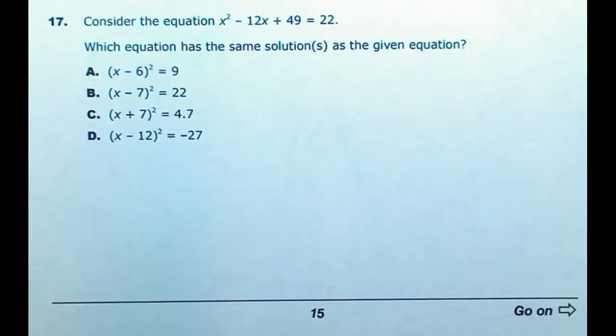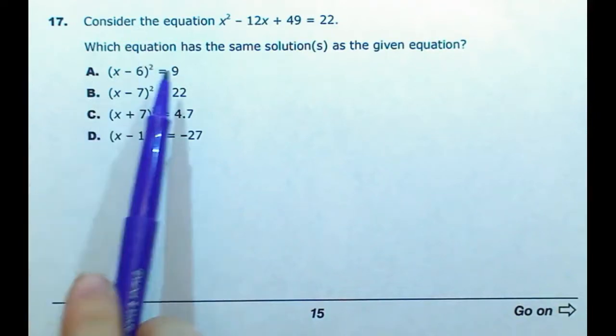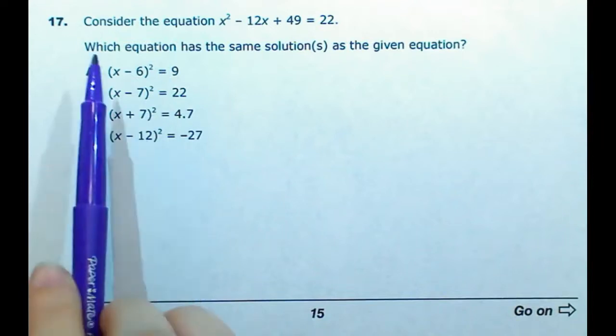Number 17. Consider the equation x squared minus 12x plus 49 equals 22. Which equation has the same solutions as the given equation? So looking at our options, you can see that they have somehow completed the square to get this solution.